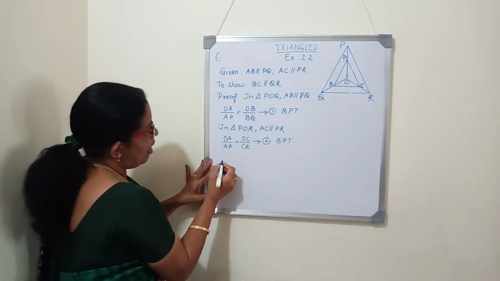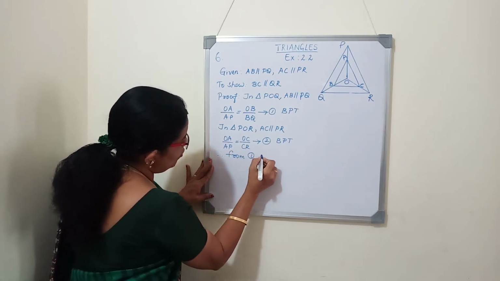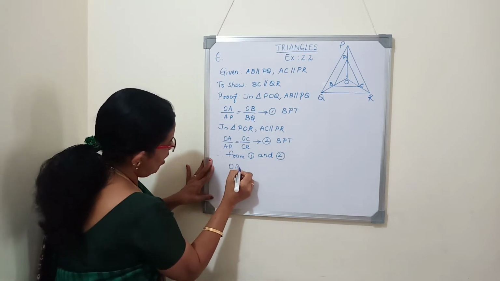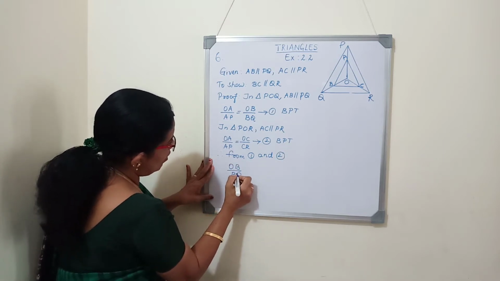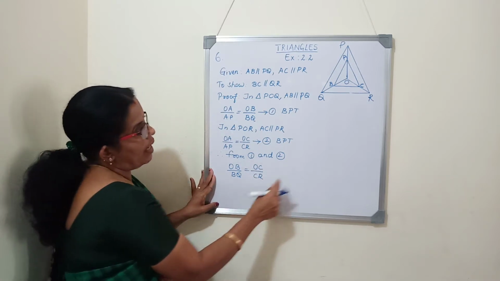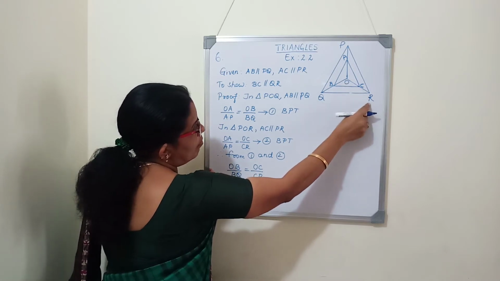So we will write the RHS. Therefore, from 1 and 2, OB by BQ is equal to OC by CR. Now look at the diagram. OB by BQ equals OC by CR.